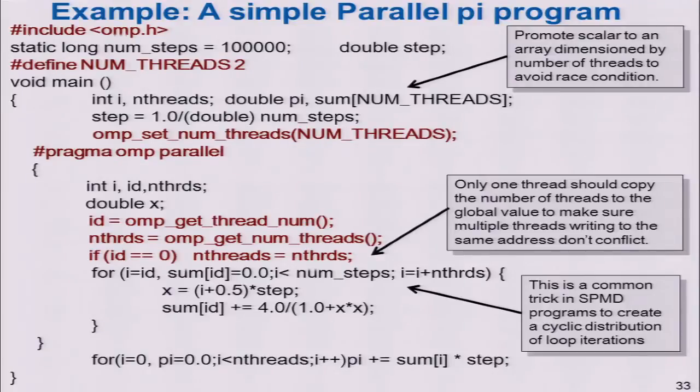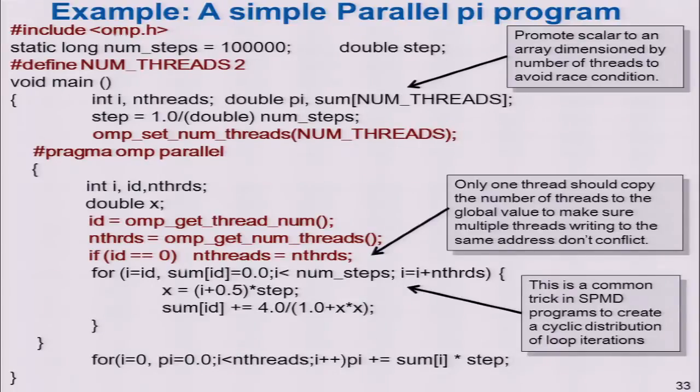Why do I need this call to n threads equals omp get num threads? I know how many threads there are. I said pound define num threads 2, and I said omp set num threads 2. Why do I need this call right here? I may not get them.